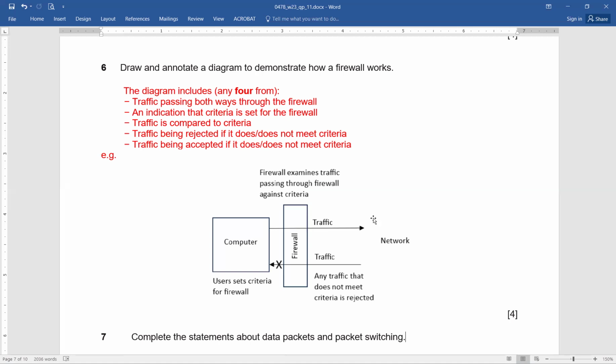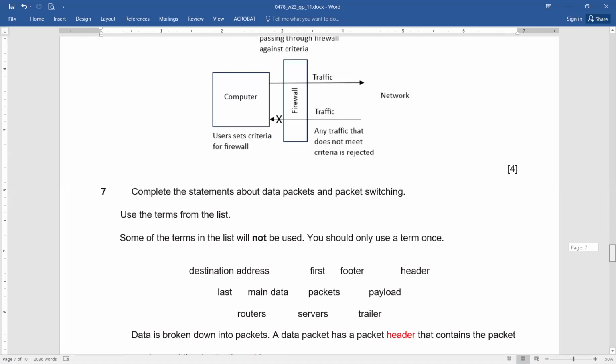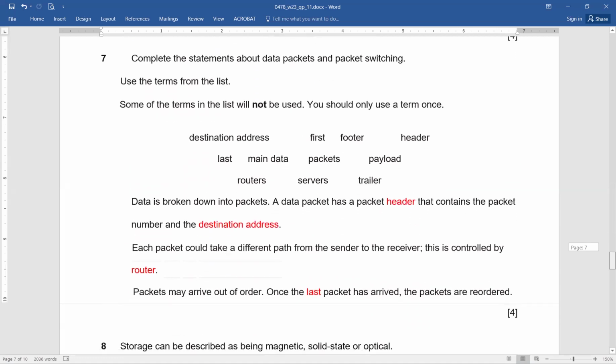Exactly. We need a little bit of practice, and I think we have talked about it when we were doing chapter number 5. I told you that this is what you need to pay attention to, that this can come in the paper, and see, it has come in the paper. Now, complete the statements, question number 7. Complete the statements about data packets and packet switching. Use the terms from the list. Some of the terms in the list will not be used. You should only use a term once.